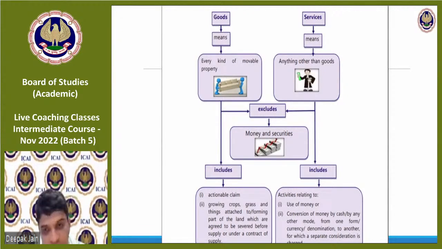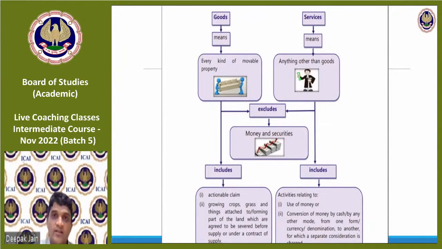Actionable claims. Yes, actionable claims is defined as well. Actionable claim means a claim to any debt other than a debt secured by mortgage of immovable property or by hypothecation or pledge of movable property or by any beneficial interest in movable property not in possession, either actual or constructive, of the claimant, which the civil courts recognize. Okay, so basically what they're saying, it's a claim to any debt. So if I have to get something, that's an actionable claim.